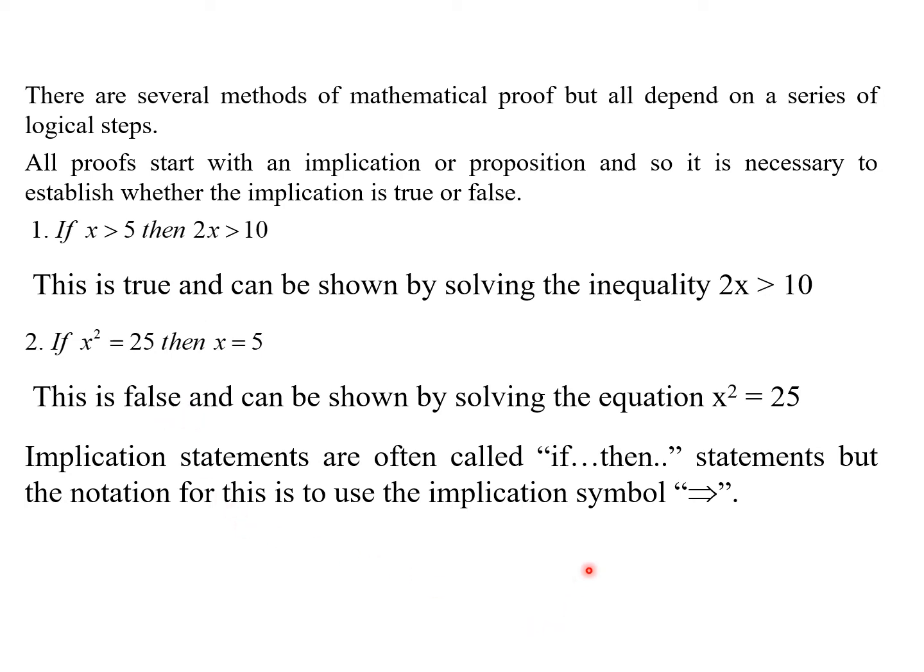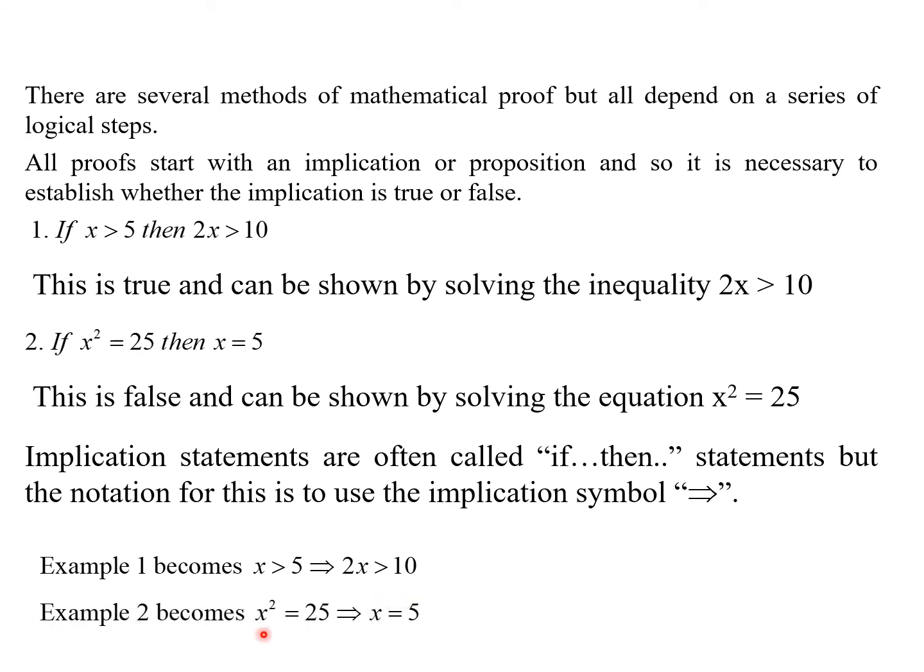So how do we use this implication symbol? Implication statements are often called if and then statements. And how do we write them out using the implication symbol? The first example will be this. That means if and then can be represented with the implication symbol. You should simply read it out as if x is larger than 5, then 2x is larger than 10. The second example is similar: if x squared equals 25, then x would be 5. And then you can make a conclusion whether it's true or false.